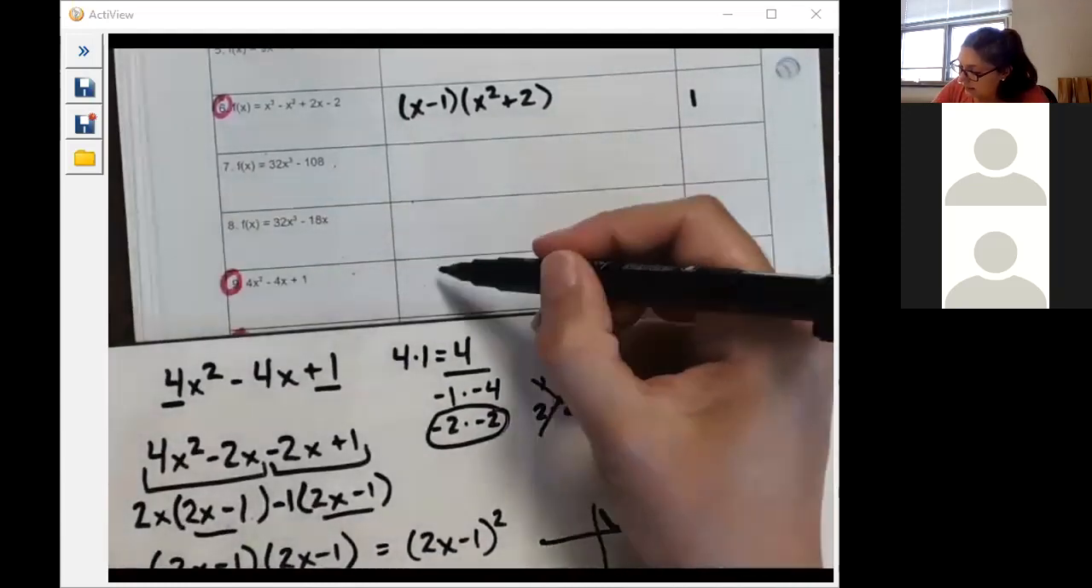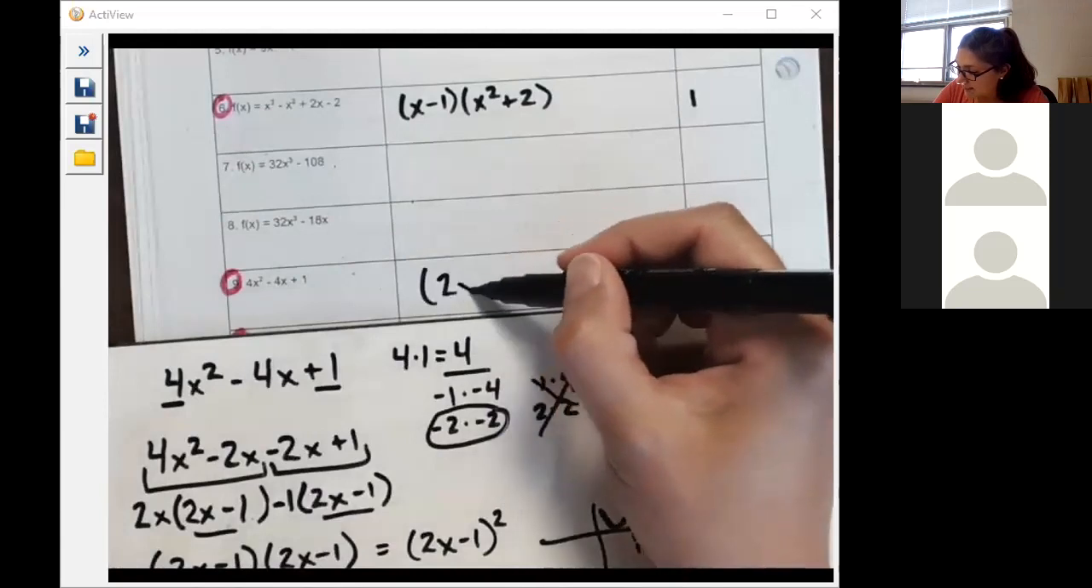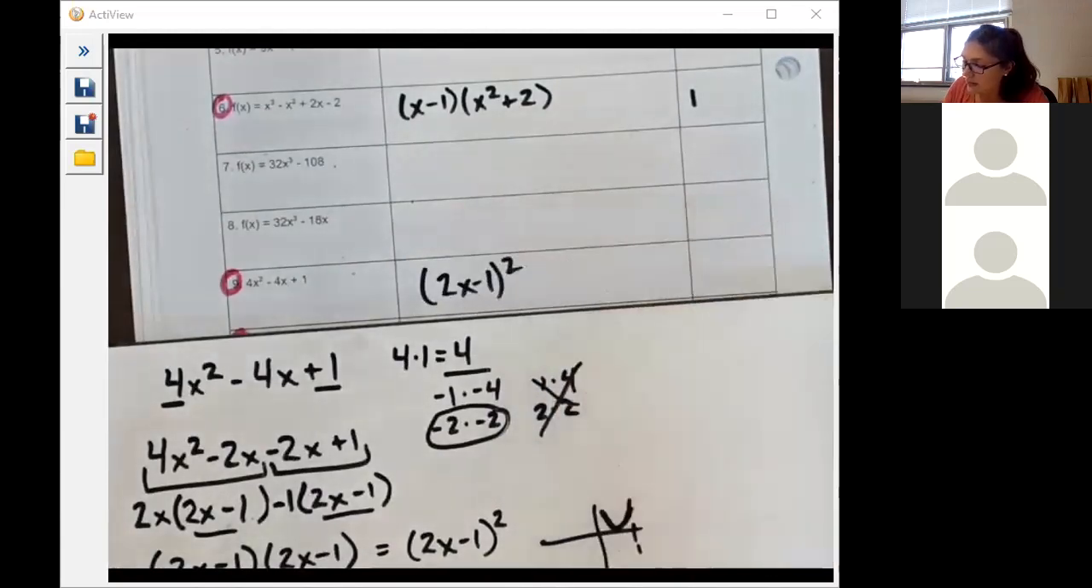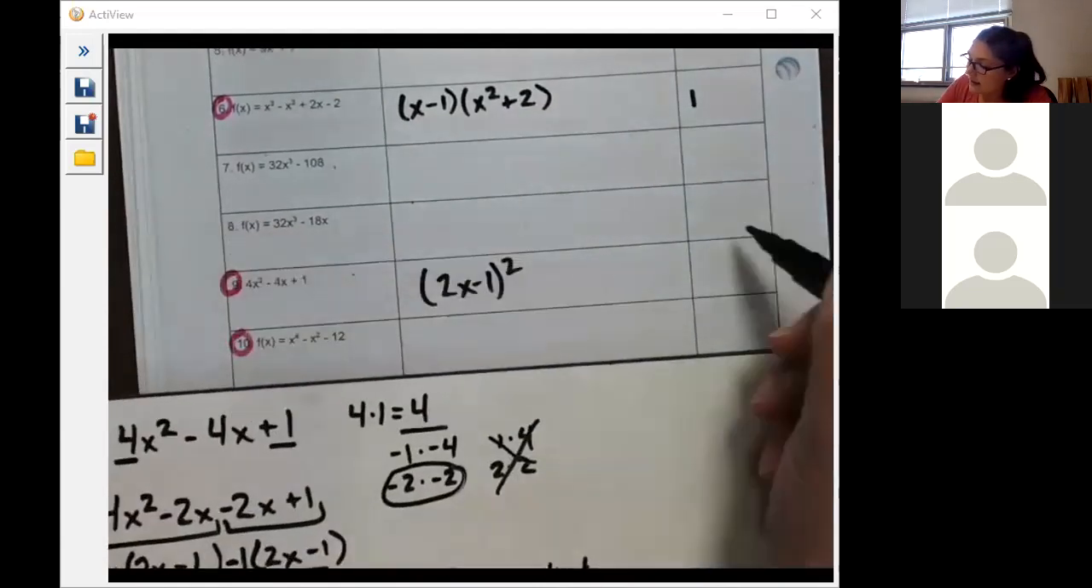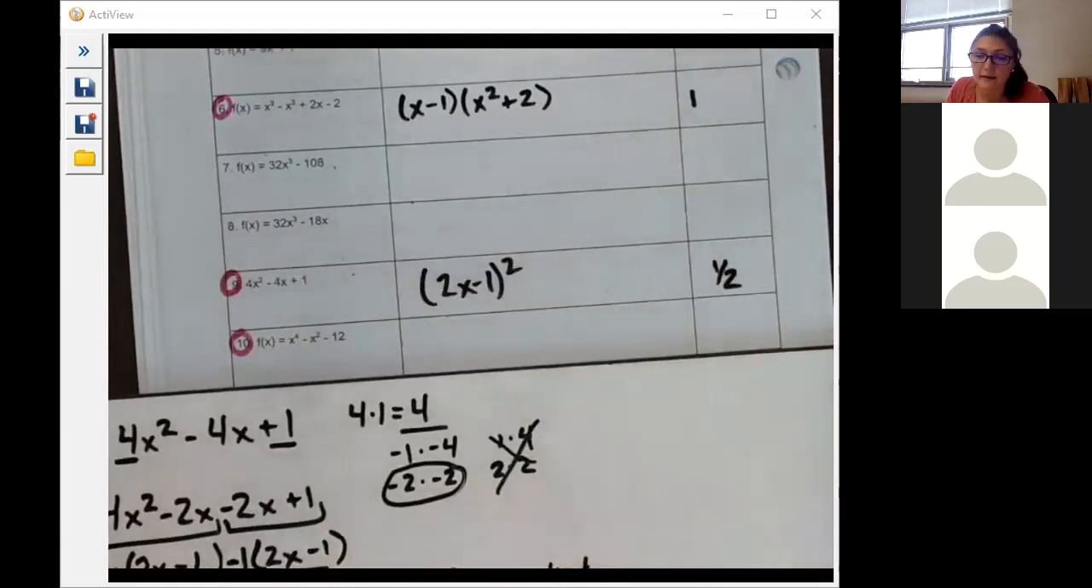Okay, so number 9, we got 2x minus 1 squared. If you wrote it separately, that's fine too. It means the same thing. And our x-intercept would be 1/2.